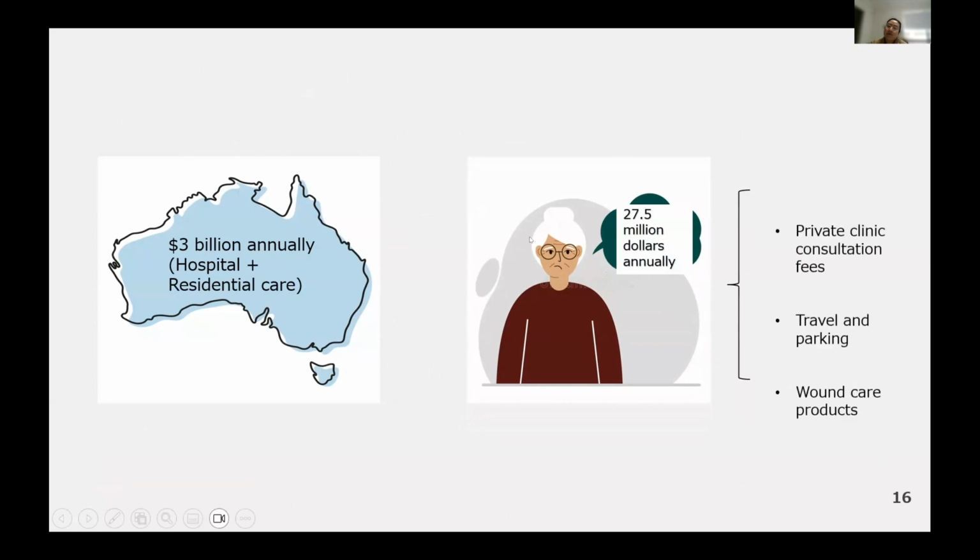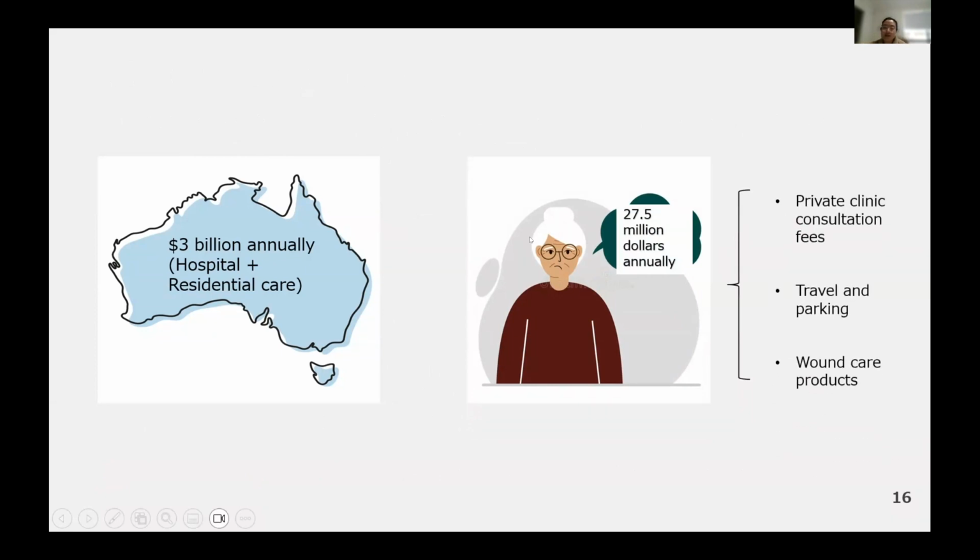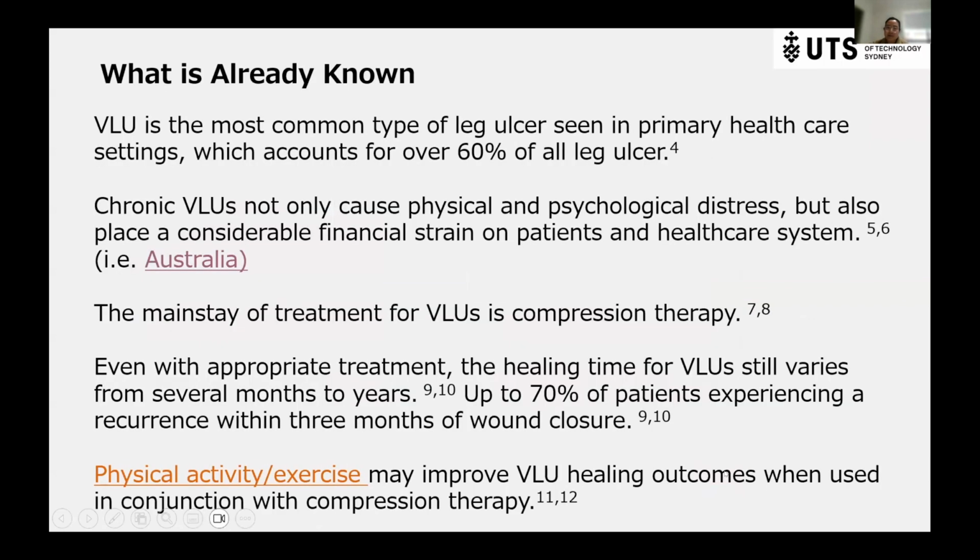And that is to cover fees such as private clinical consultation fees, travel and parking, and the cost of buying consumables for wound care products. And a chronic infected venous leg ulcer can cost 4 times higher to manage compared with active and healing venous leg ulcers.